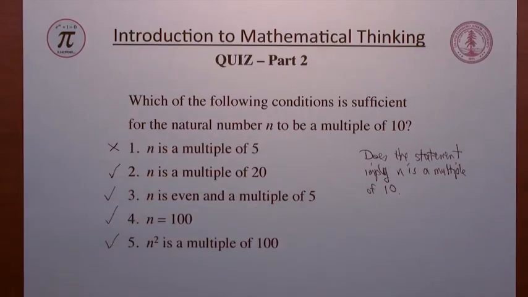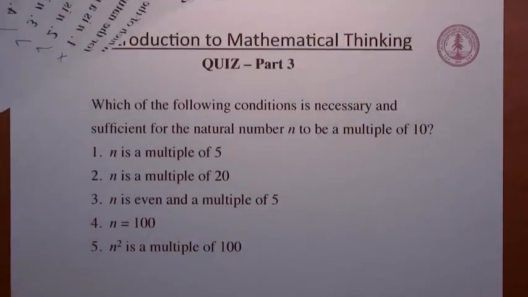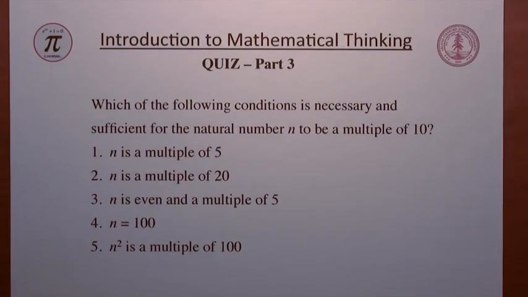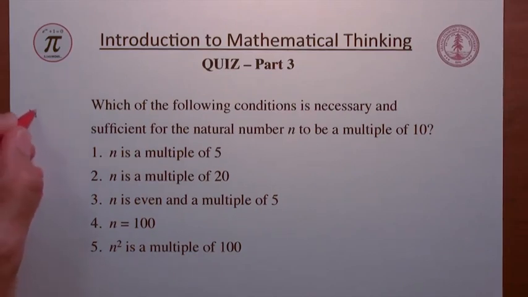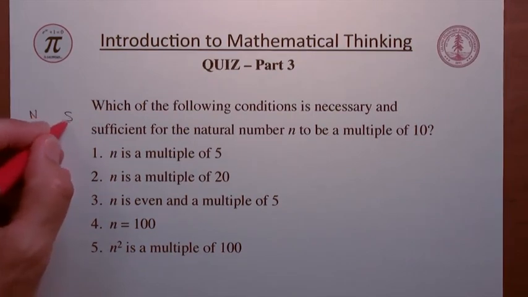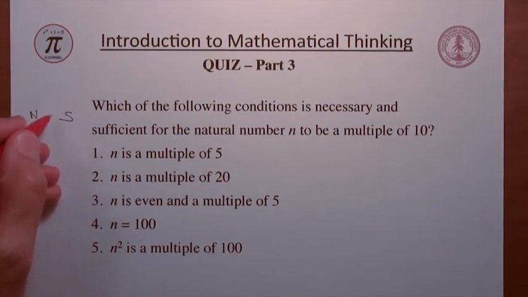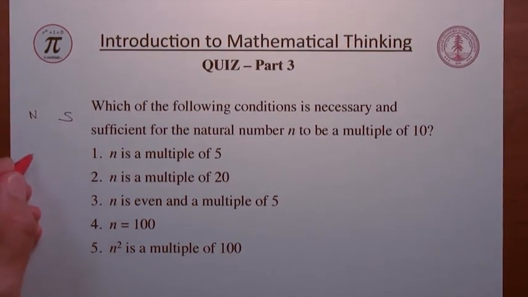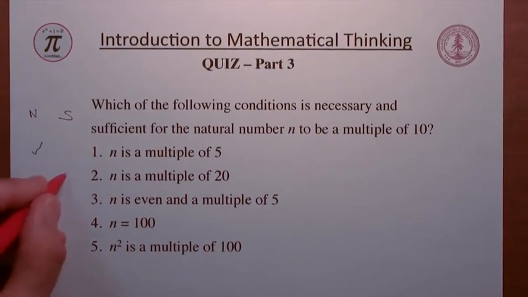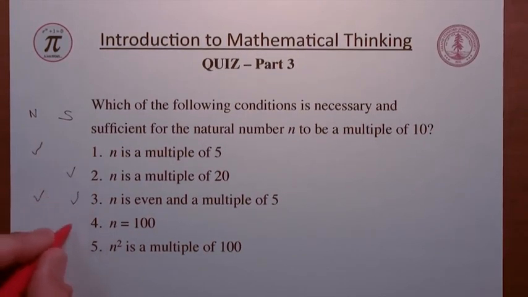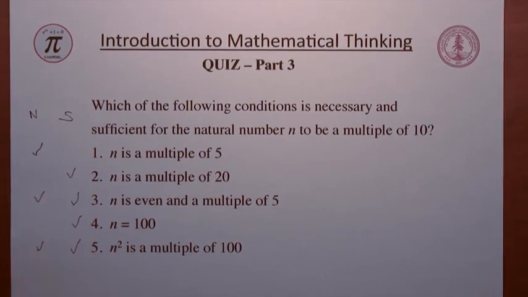Okay, let's move on to part 3. For this one, we have to compare our answers for the 2 previous questions. The first question was necessity, and the second question was sufficiency. For necessity, we had 1, we had 3, and we had 5. For sufficiency, we had 2, 3, 4, and 5.